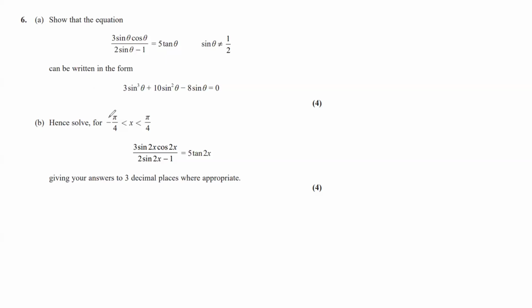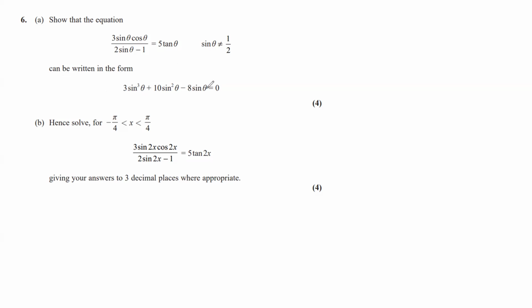Show that the equation 3 sine theta cos theta divided by 2 sine theta minus 1 is equal to 5 tan theta, where sine theta is not equal to 1 by 2, can be written in the form 3 sine cube theta plus 10 sine square theta minus 8 sine theta is equal to 0. So when we check this, we need to write it in the form of 3 sine cube theta plus 10 sine square theta minus 8 sine theta.